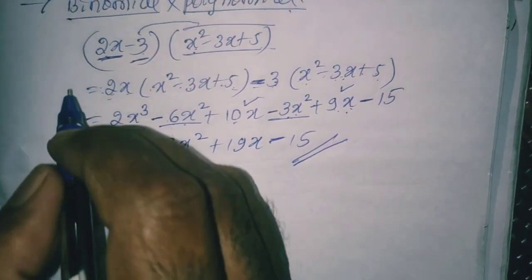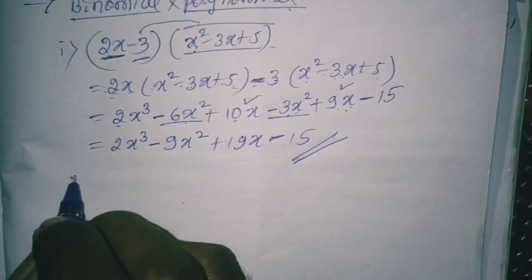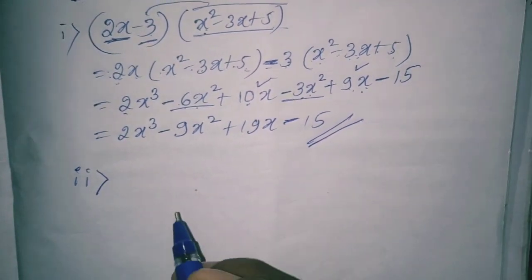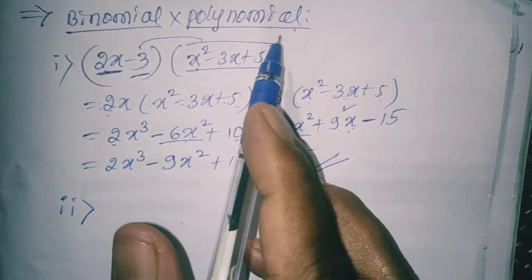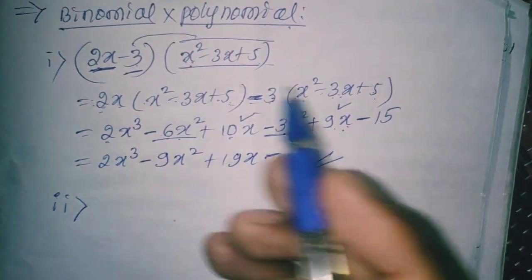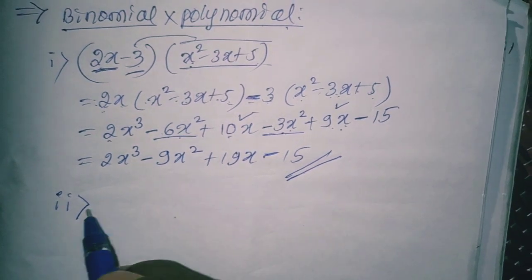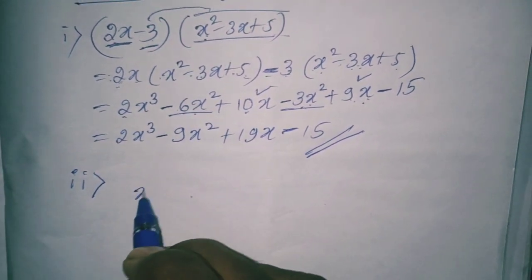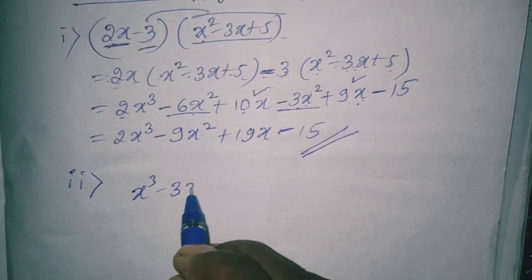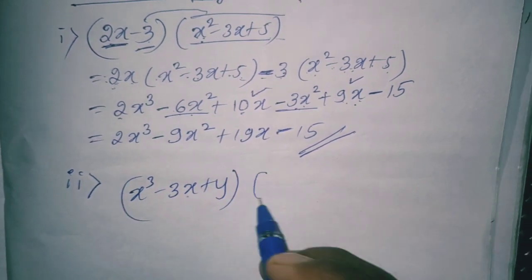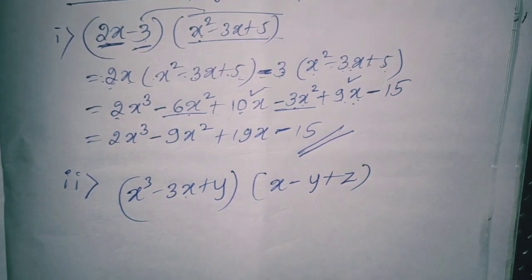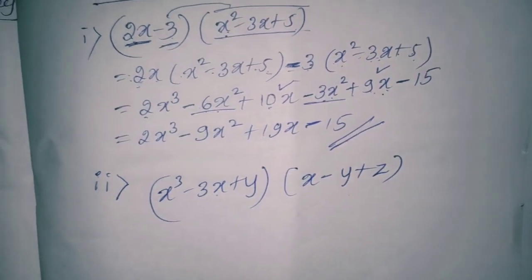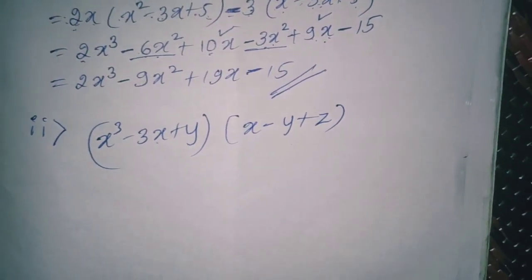Okay, I will take one more example. This was the first example. I will take one more example for better understanding. So I will take polynomial into polynomial, which means binomial, or you can even take polynomial also. Polynomial into polynomial: like x cube minus 3x plus y is multiplied with x minus y plus z. Polynomial into polynomial means trinomial into trinomial.